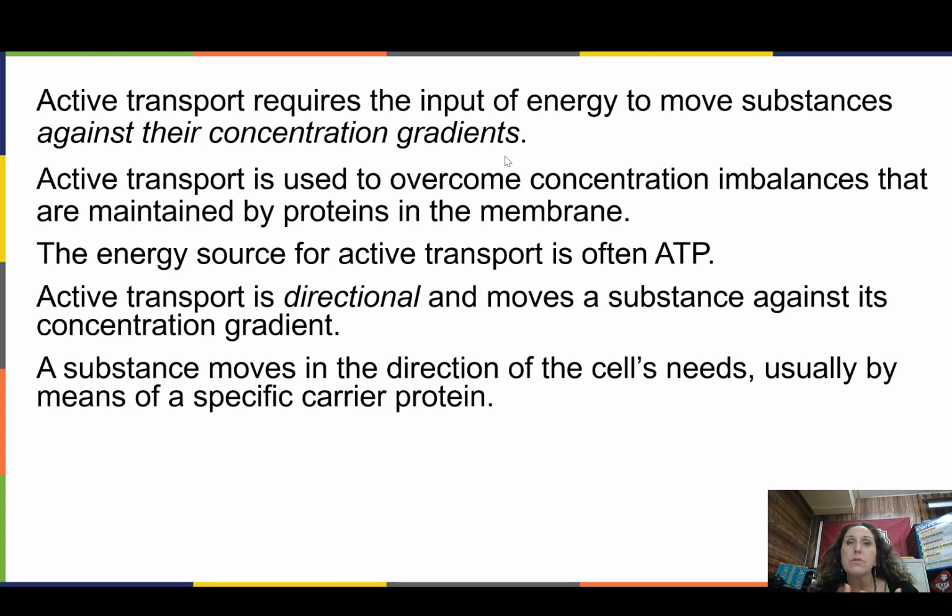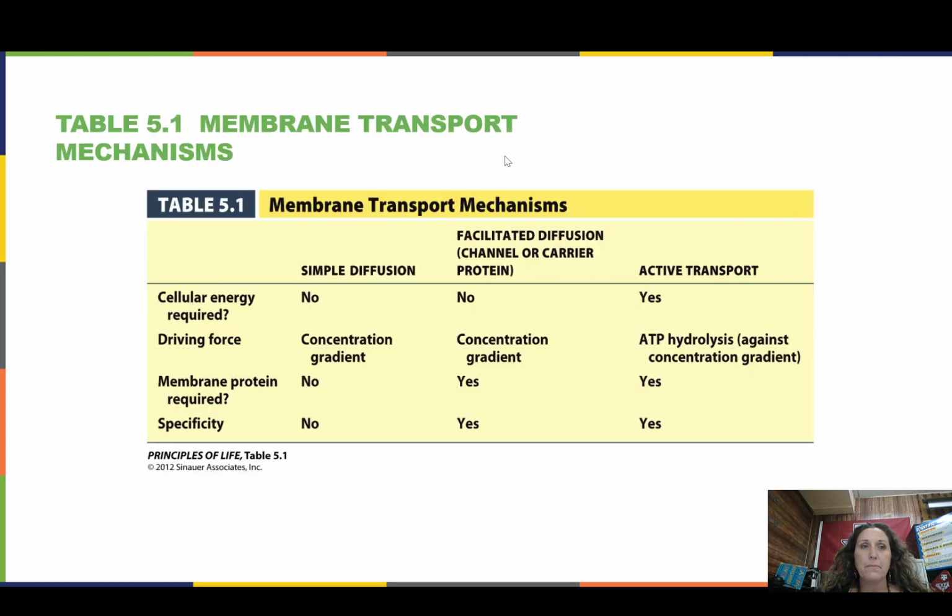The energy source that we use is called ATP, and in the next unit we're going to discover how we make the ATP, but just know that ATP is energy, and that's what we use. Active transport is directional because it moves substances against the concentration gradient, up the slide from low concentration to high concentration, and usually it needs a carrier protein to do that.